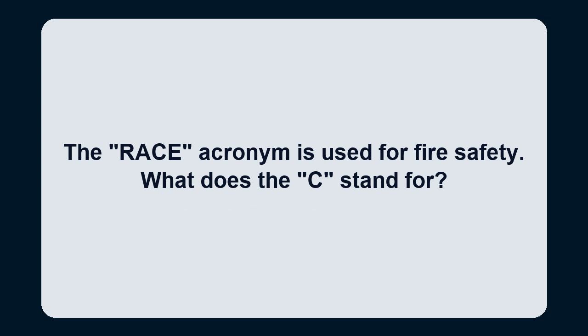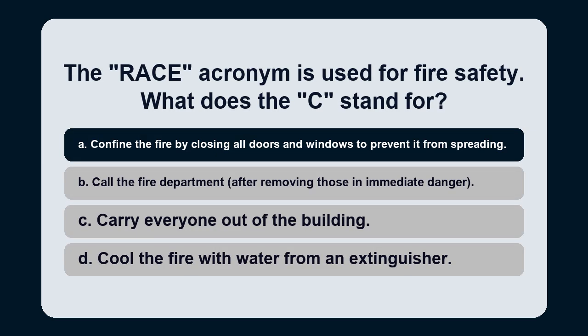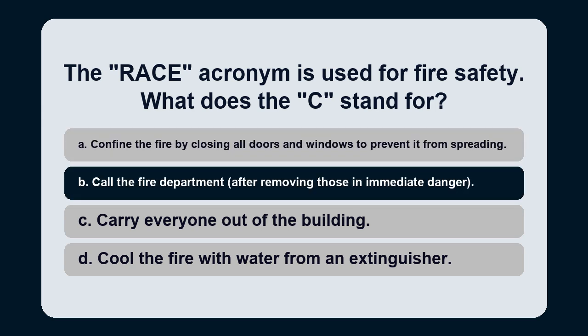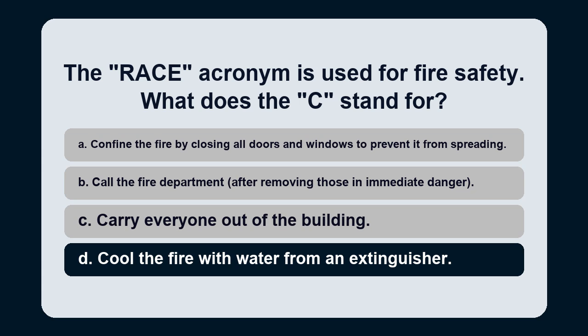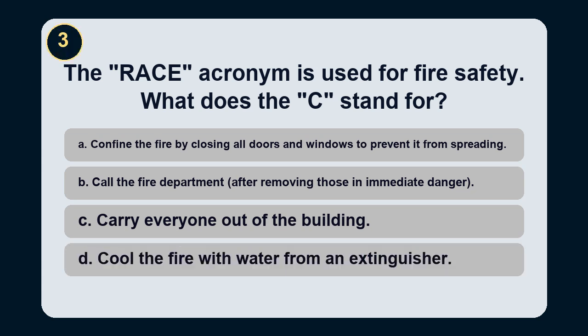Question 3. The RACE acronym is used for fire safety. What does the C stand for? Option A. Confine the fire by closing all doors and windows to prevent it from spreading. Option B. Call the fire department after removing those in immediate danger. Option C. Carry everyone out of the building. Option D. Cool the fire with water from an extinguisher.